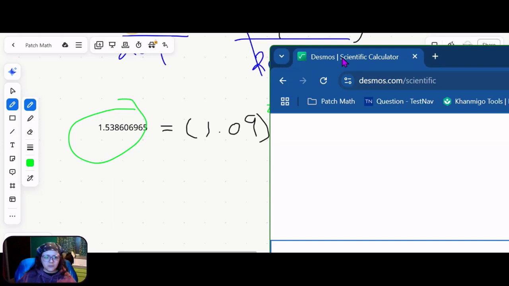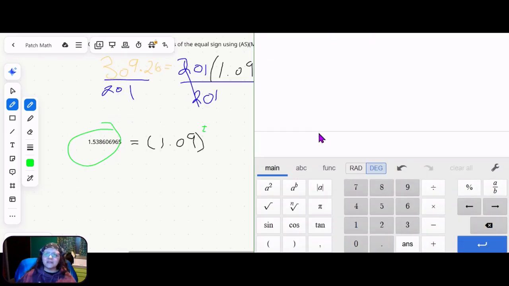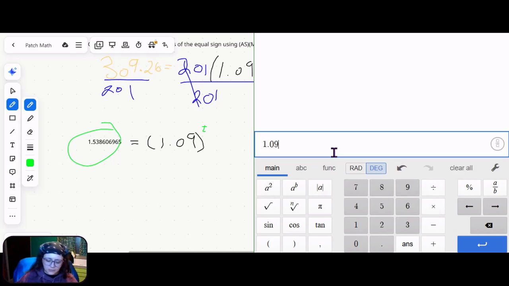So let's make sure this is showing up. 1.09 raised to the, this is Desmos. I love Desmos. It's a great calculator. I've realized I got the search bar cut off. This is the Desmos calculator. Give them the credit. I use Desmos for a lot of things as an educator.